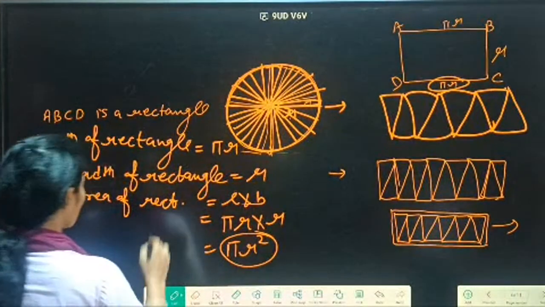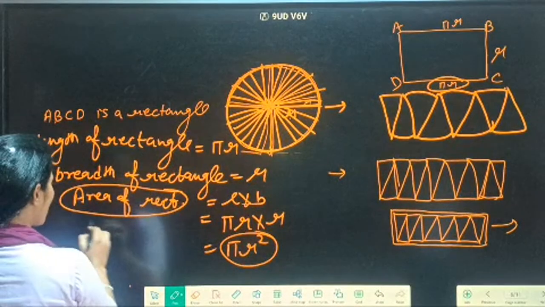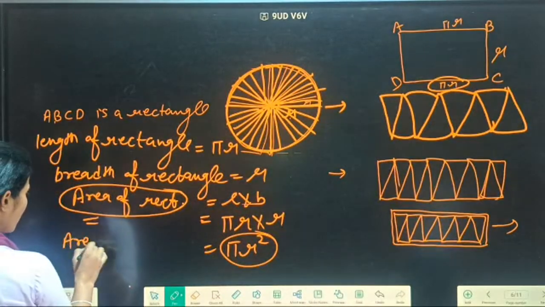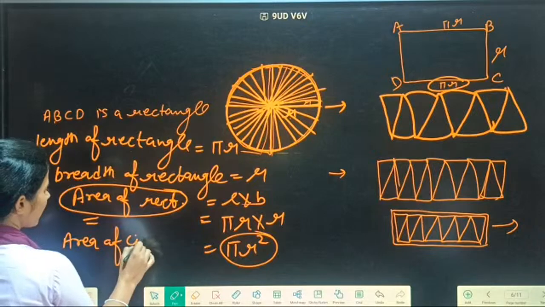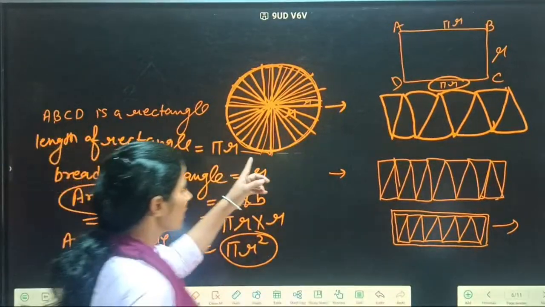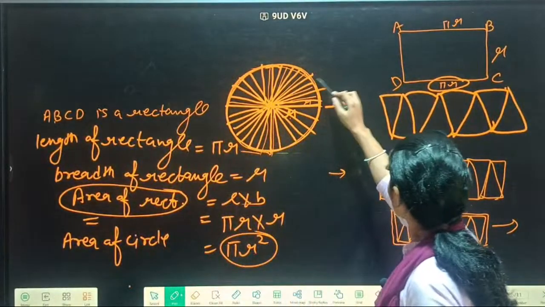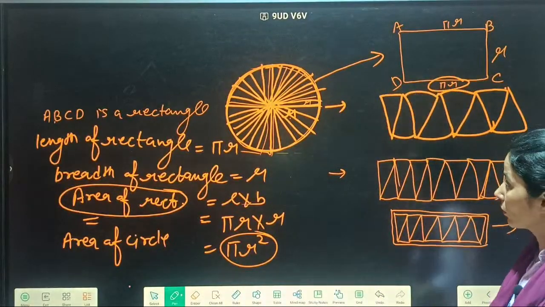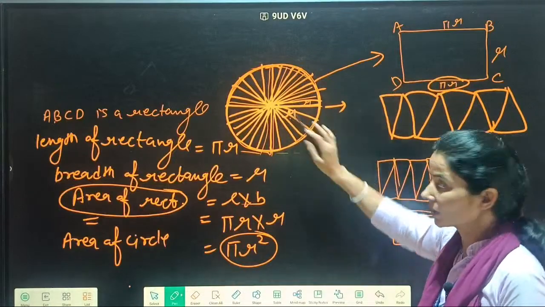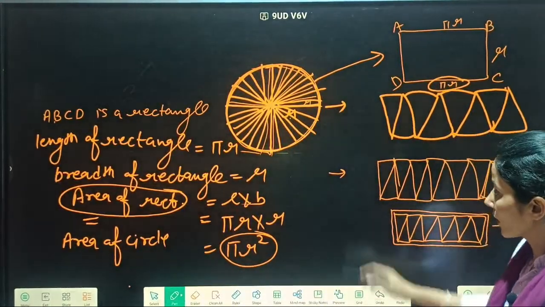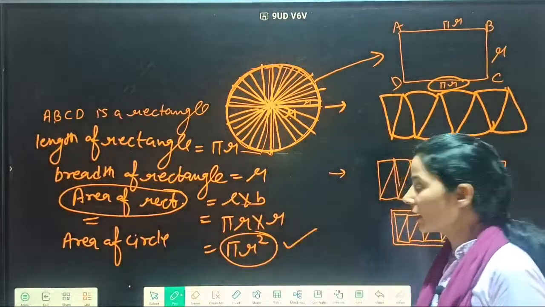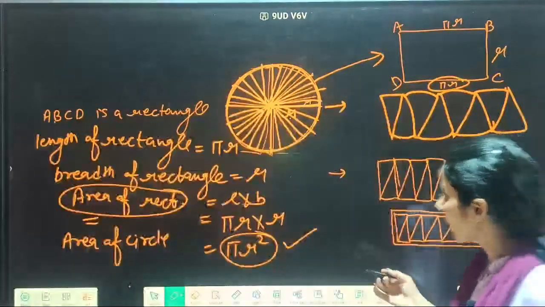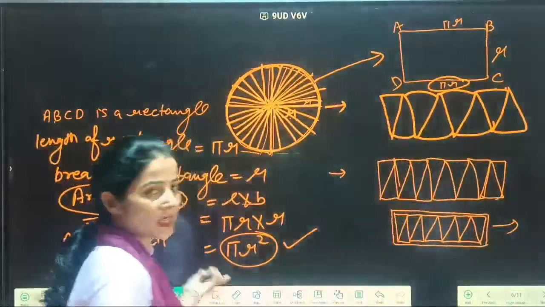And this area of rectangle is equal to the area of circle, because from this circle only we have converted into this shape of rectangle. So the area of this rectangle will be the area of circle. What is the area of circle now? Pi r square. We come to know how this area of circle is pi r square.